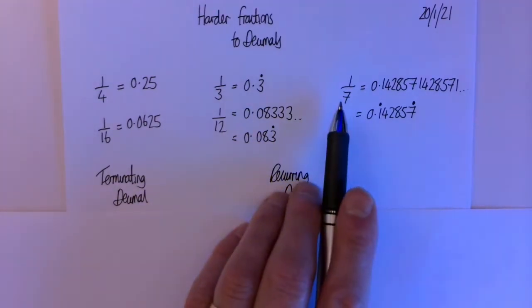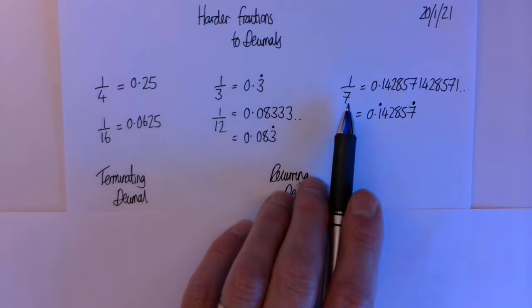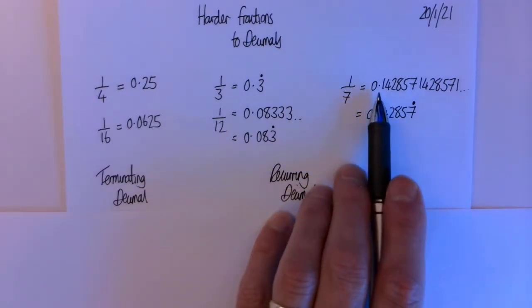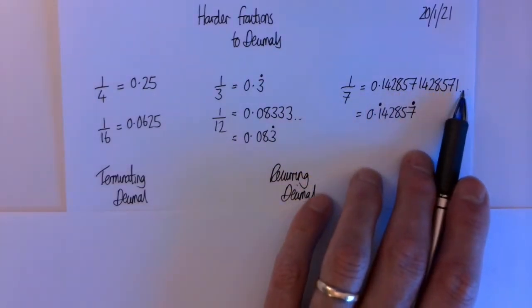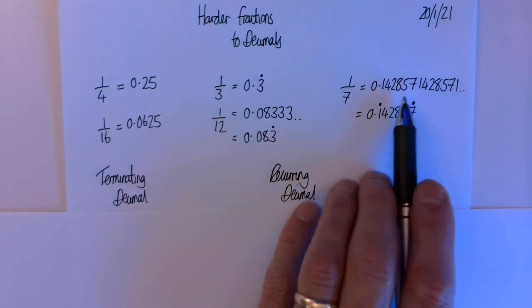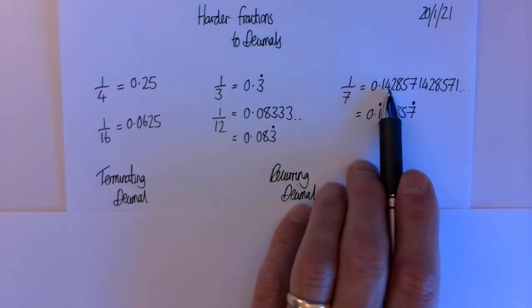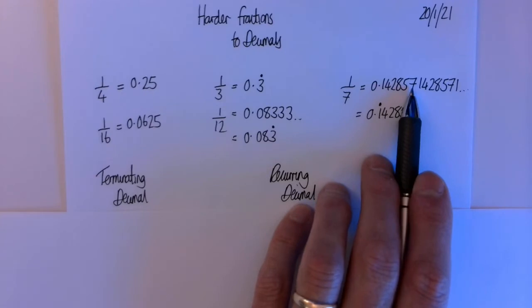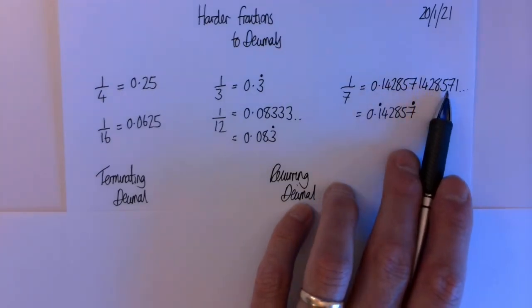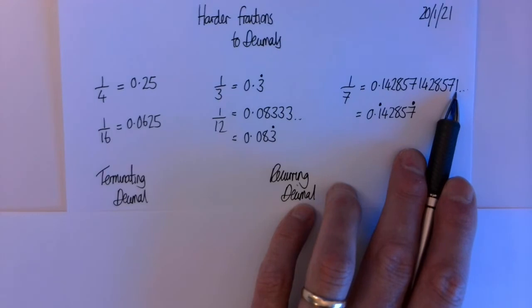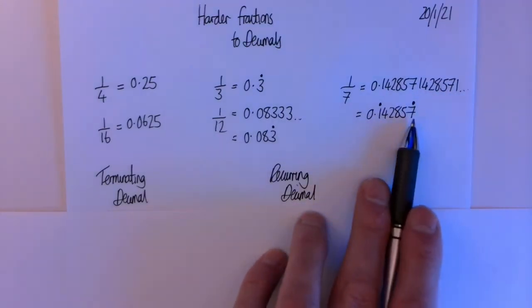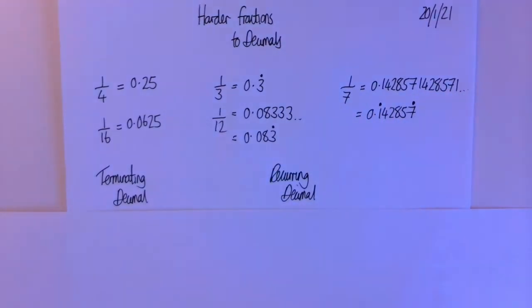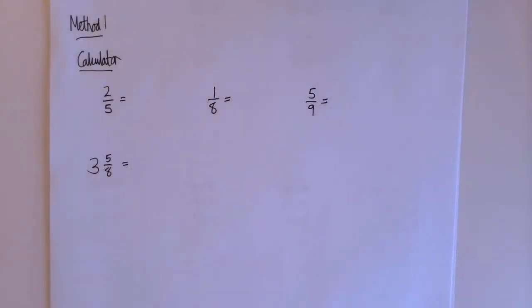And then some fractions recur in an amazing way. 1/7, for example, this is what it looks like as a decimal, and it just looks like a proper mess. But if you look carefully, you'll see that the pattern 142857 is repeating, 142857, and there's the start of the next one. So we write it like this, with a dot at the beginning and at the end of the bit that's recurring.